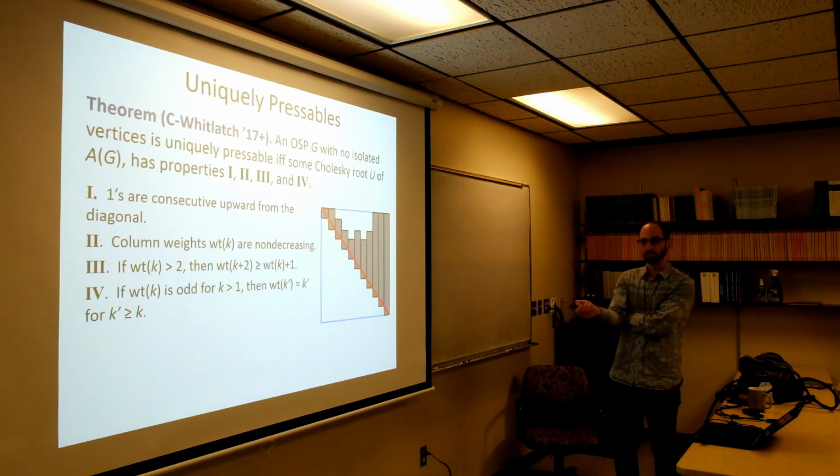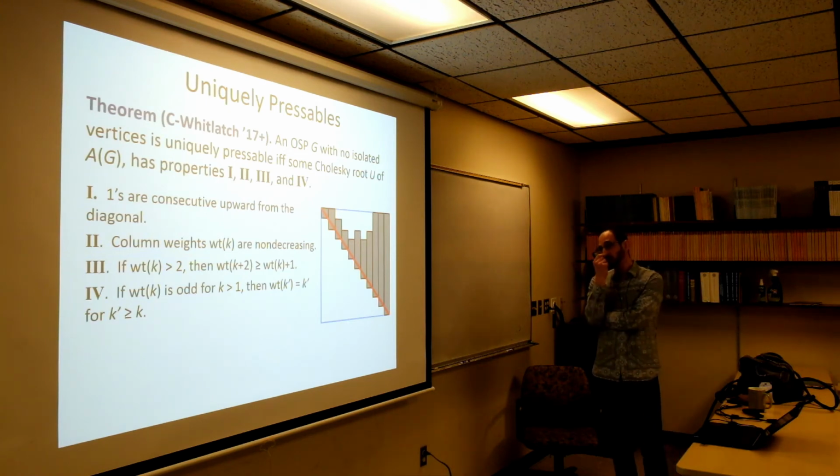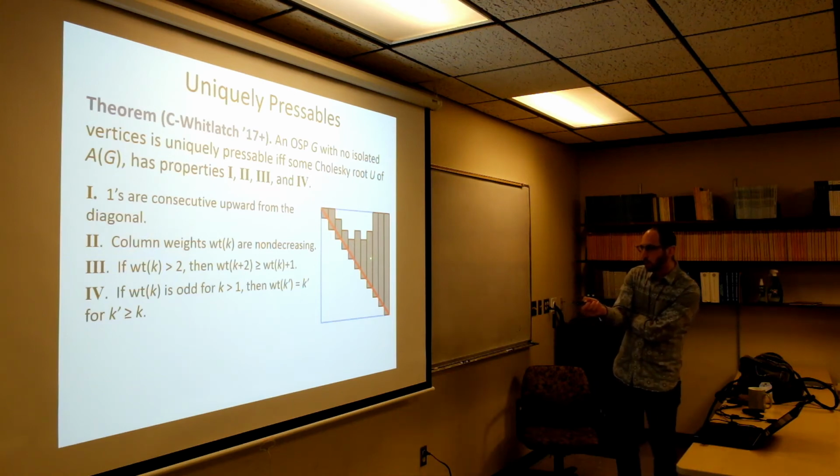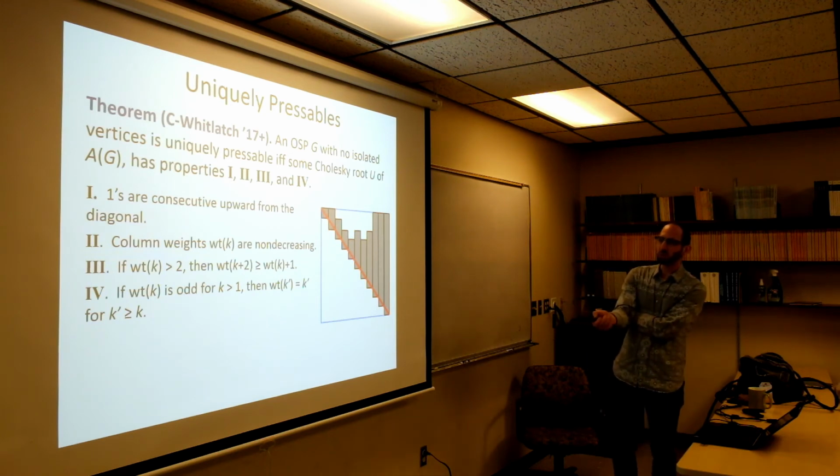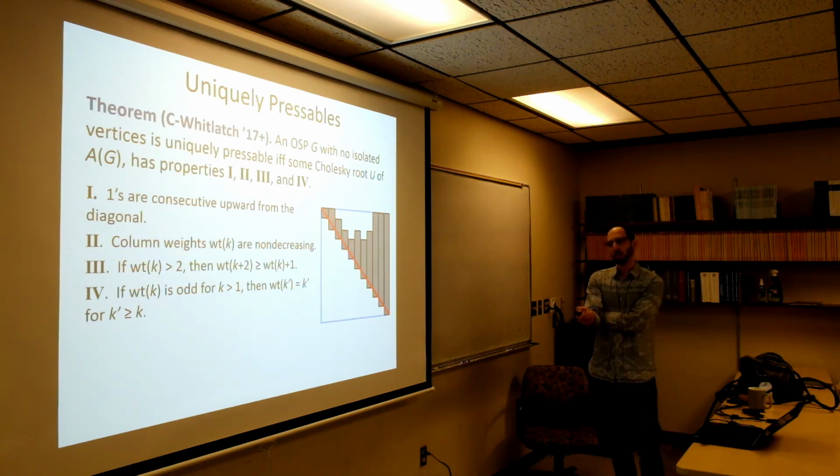So there's a stack of 1s starting at the diagonal, and then all 0s above it. The second property is that the column weights, which is the number of 1s in each column, are non-decreasing. So notice the column weights are 1, 2, 2, 2, 2, 4, 4, 6, 8, 9, 10, it looks like. That's non-decreasing. Also, something a little bit stronger than this non-decreasing property, but doesn't imply it. So I guess not actually stronger.